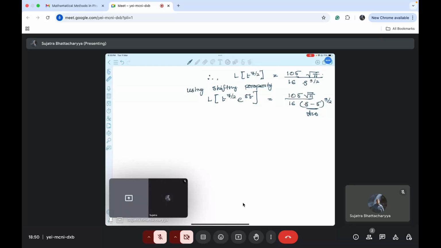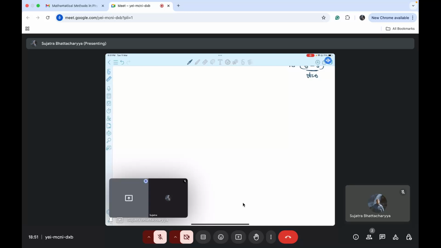Fine. We can take another example to solve an integral. Let me check. Okay. Let's take another example. Maybe it is not. So we can use the property of the Laplace transform in this particular question.